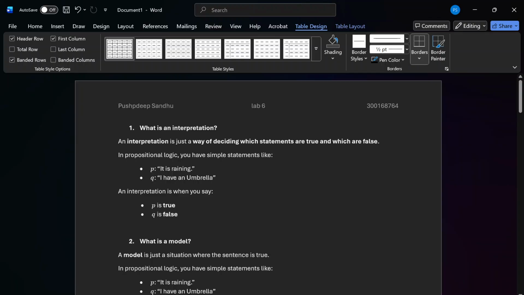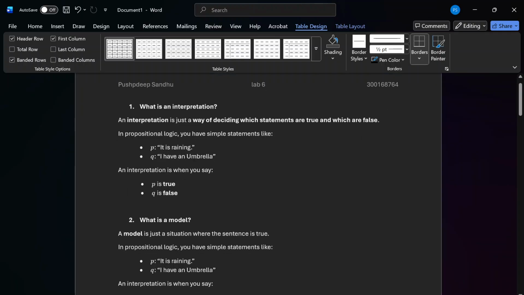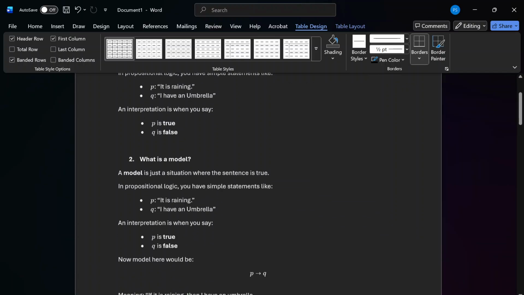The first one was, what is the interpretation in proposition logic? So interpretation is just a way of deciding which statement is true. It is basically a function that assigns true or false to the logic we have. Here's an example. P, it is raining. Q, I have an umbrella. So interpretation would say P is true and Q is false if it is raining and I don't have an umbrella. So it's the function that assigns true or false to the statements we have.